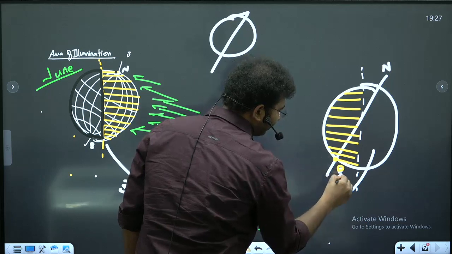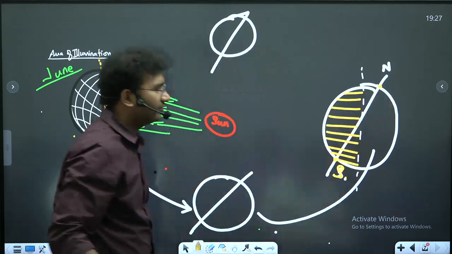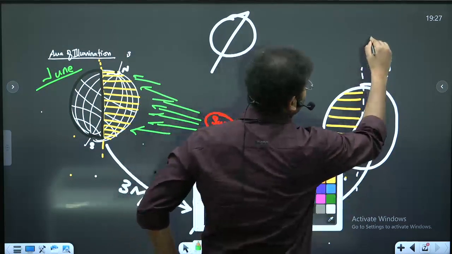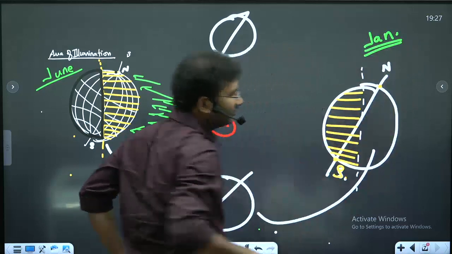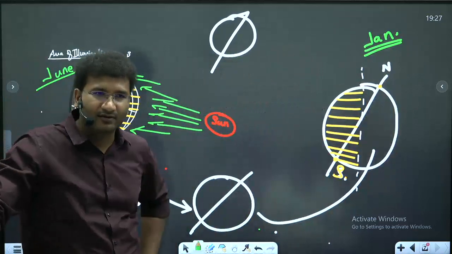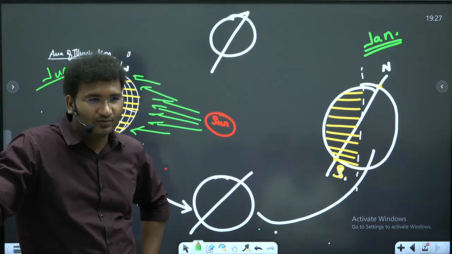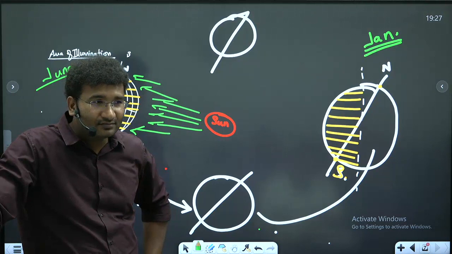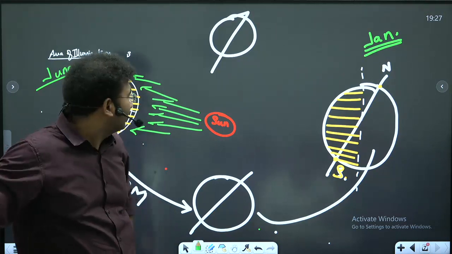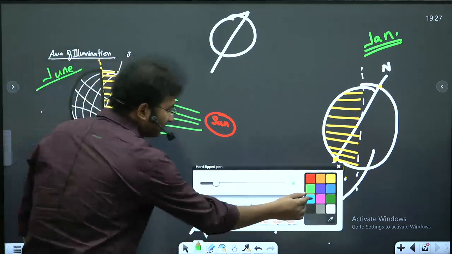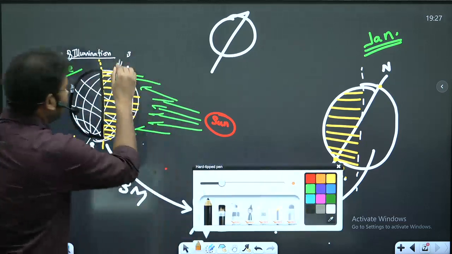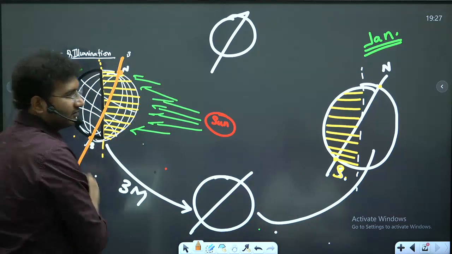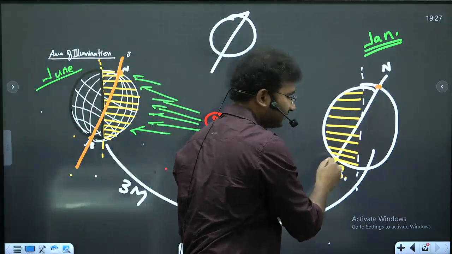Now, if this is your south pole and this is your north pole, you tell me, do you have sunlight in the month of January? Do you have sunlight at the north pole? No. क्यों नहीं है? देखो, this is your axis, no? Your north pole is here, south pole is here.